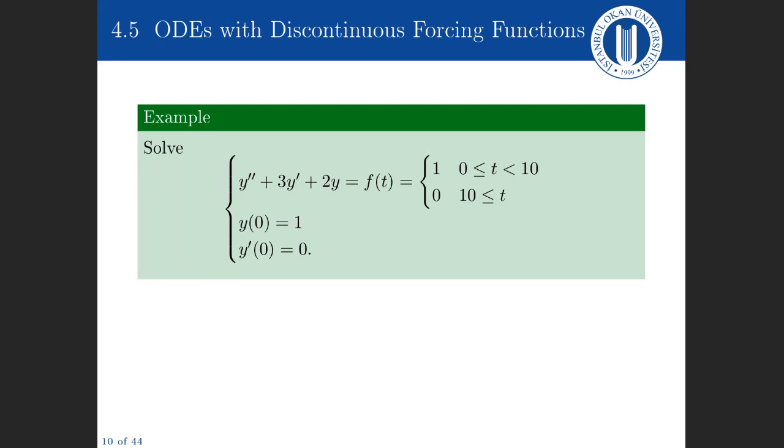Let's do another one. Solve y double prime plus 3y prime plus 2y is equal to this function, which is equal to 1 if t is between 0 and 10, or equal to 0 if t is greater than 10. So we can think of this as some machine which is switched on until 10 seconds, and then after 10 seconds we switch the machine off.